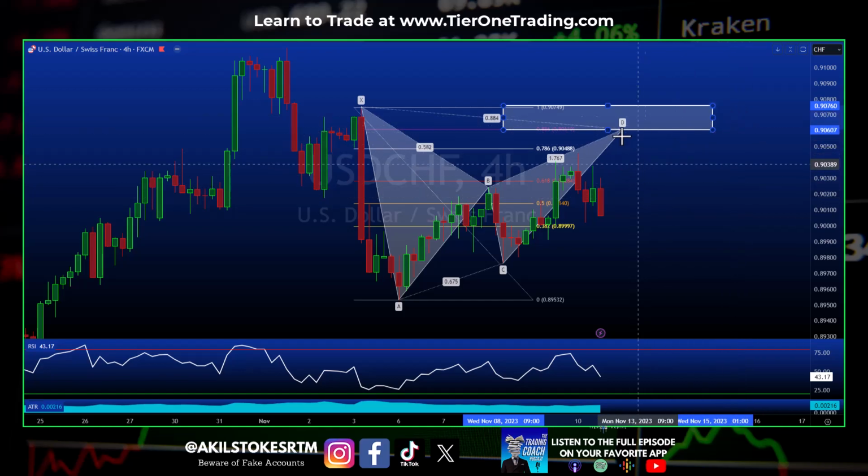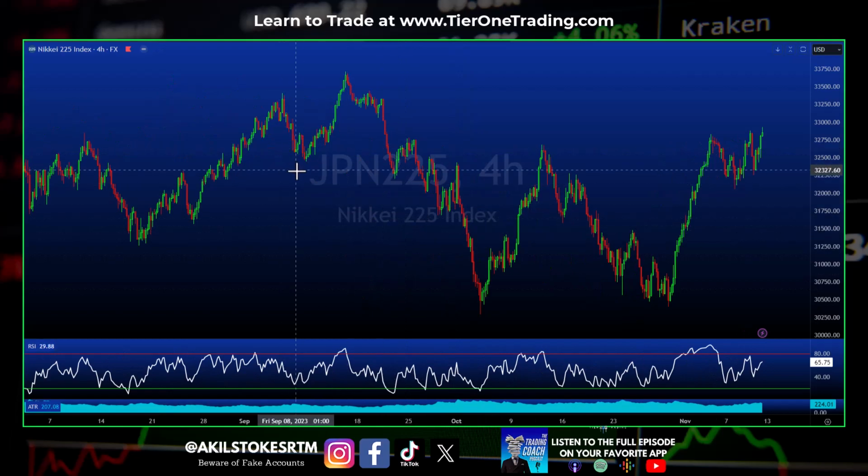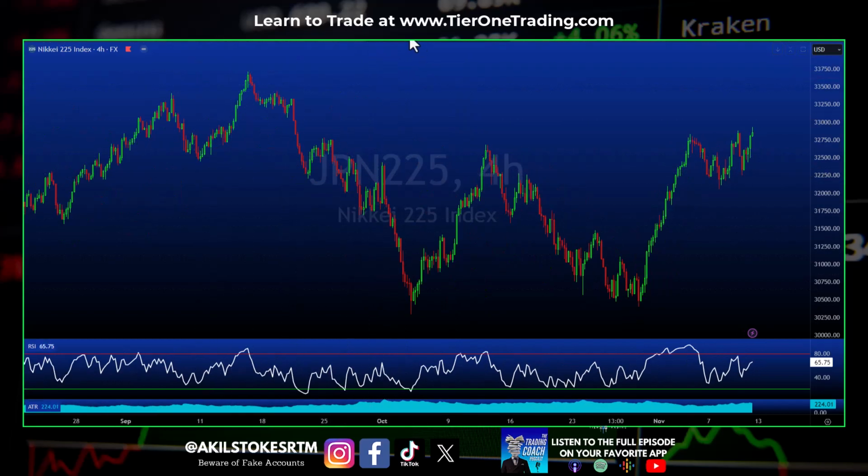But advanced pattern formation, bearish bat, looking for sells here up at the 886 on dollar Swiss 4 hour. We're going to follow up a little bit on advanced pattern formations here on the Nikkei, but also add a structure-based trade as well, because both are present. Probably a little bit clearer if you go out to the daily chart, but we can see it pretty clear on the 4 hour, so we'll stay here.